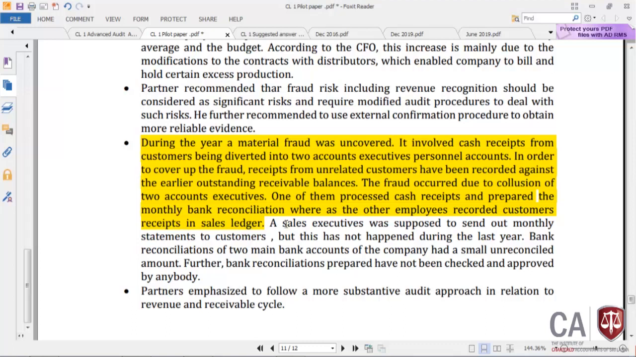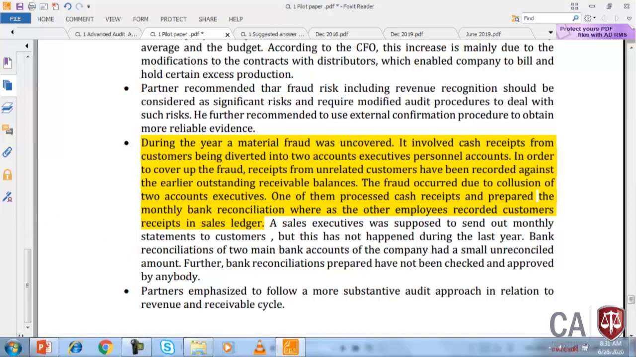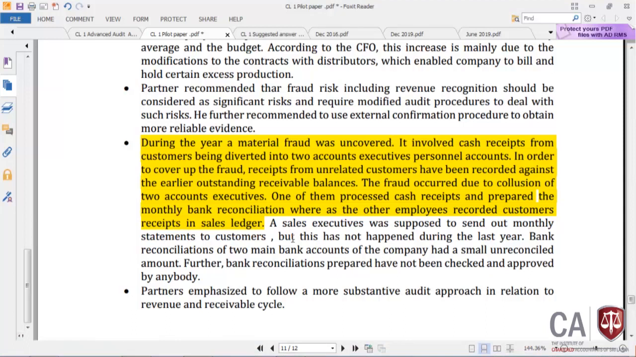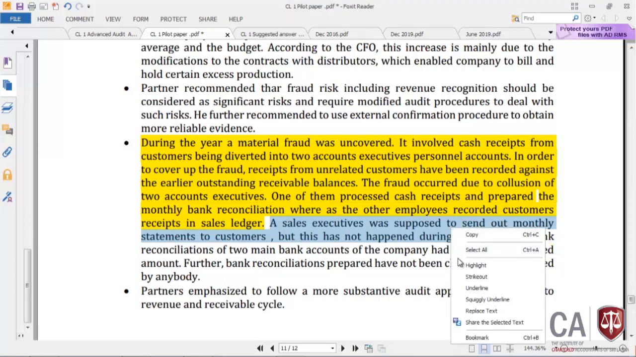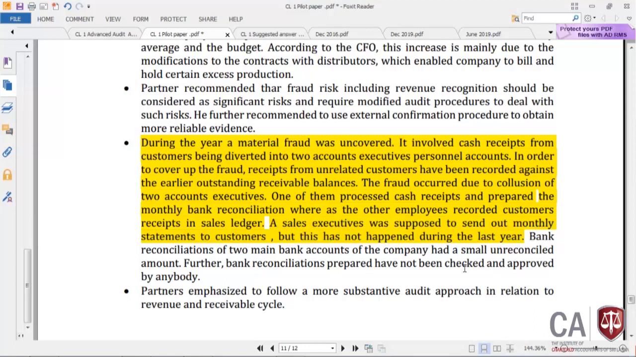A sales executive was supposed to send out monthly statements to customers, but this has not happened during the last year. So according to me, there is another problem here. Why? You see here, a sales executive was supposed to send out monthly statements to customers, but it has not happened. If it is supposed to be sent, the account executive should have sent it.